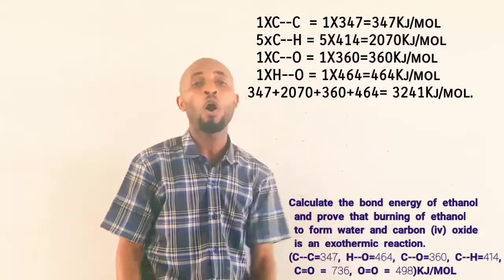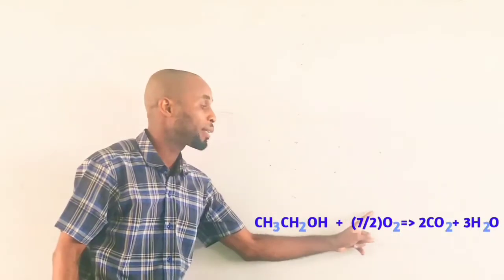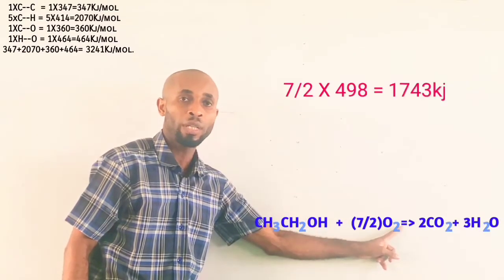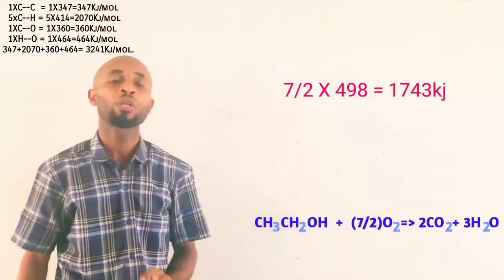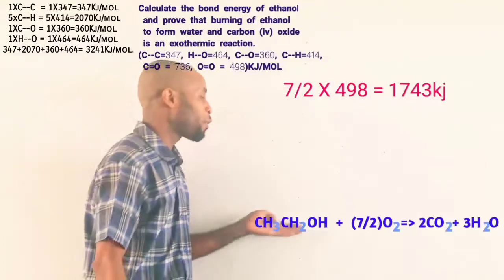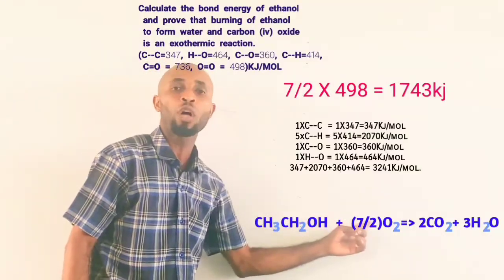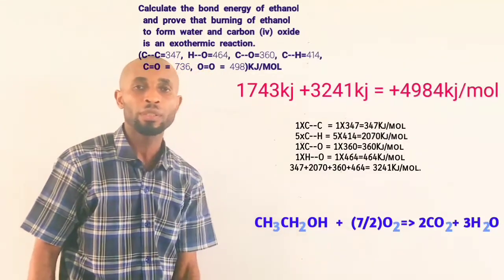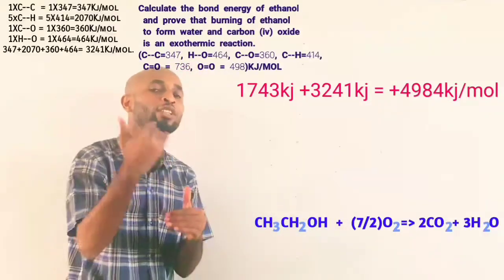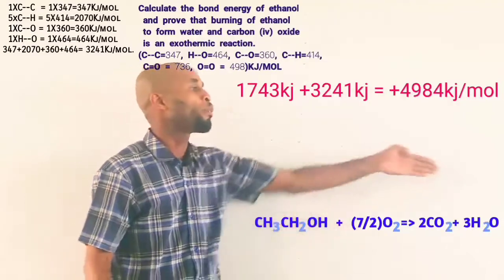Positive. Now let's look for oxygen. How many oxygen are we seeing in this place? You see, I have here 7 over 2 oxygen bond. You get me? Now, you know each oxygen bond value. That means we're going to multiply it by 7 over 2 to give us the value. Now, the bond of the ethanol, which we have gotten from this place, added to the bond of the oxygen, will give us 4,984 kilojoule. And they are endothermic reactions. Therefore, they are going to be positive. And we need to add it up to the bond form.